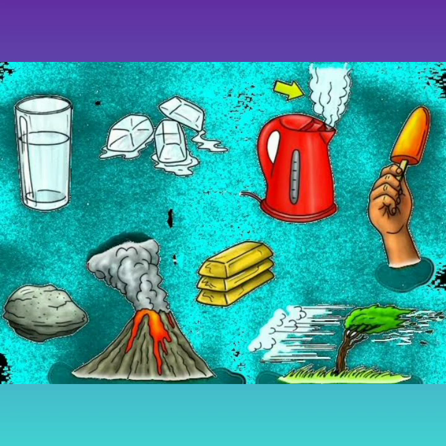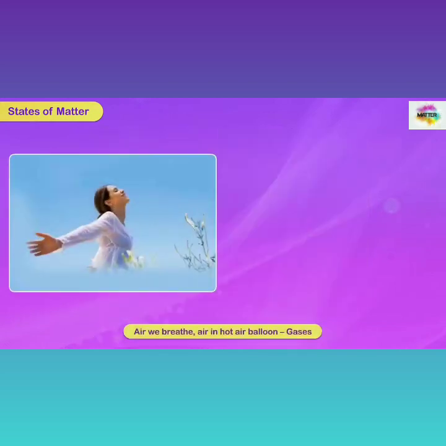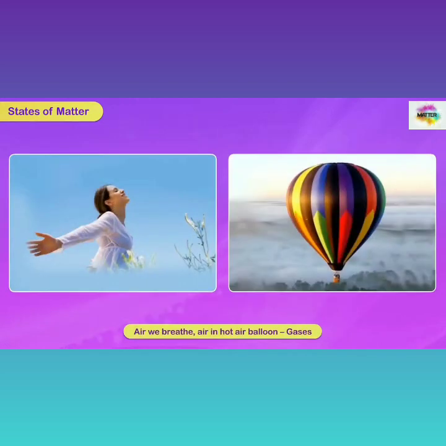Now today we are going to start a new topic, that is the third state of matter, gas. Gases are the substances that do not have any definite shape or size. It means gases do not have any fixed shape or size. The air we breathe and the air in a hot air balloon are examples of gases.